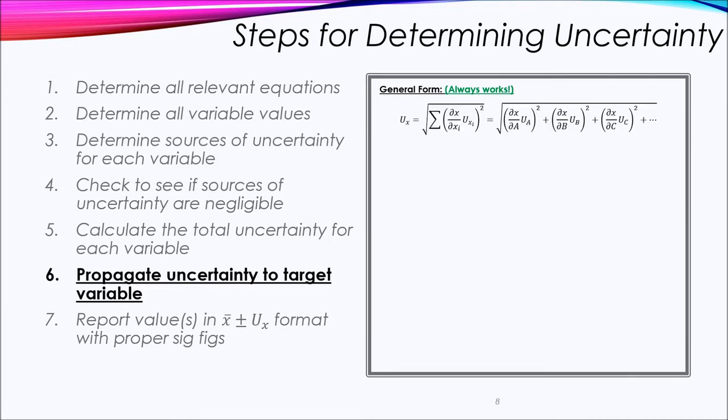And so the equation looks like this in its general form, where the uncertainty of x is equal to the square root of the sum of squares, where each of those items is the partial derivative of your target variable with respect to one of its constituent variables, multiplied by the uncertainty of that constituent variable. And so to play that out, we see this can be equal to the square root of the partial derivative of x with respect to a multiplied by the uncertainty of a squared plus the other terms where I'm only swapping out the variable of interest.